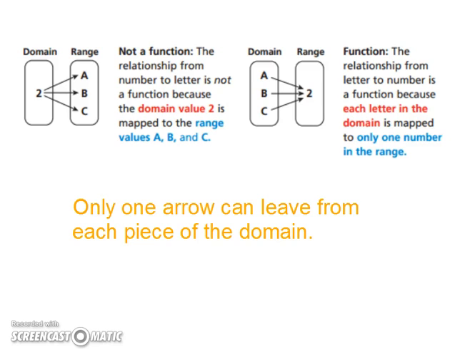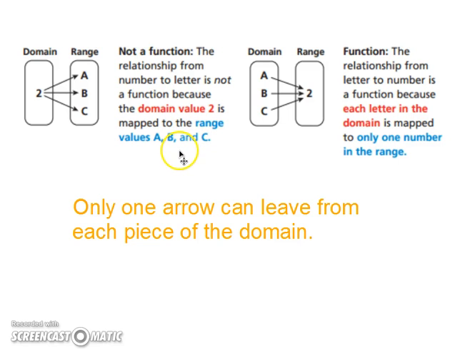Alright, so let's look at the difference between what is a function and what is not a function. So say your domain has the number 2, and your range has the values a, b, and c. There's more than one range matched with the domain. So your domain matches to more than one range. So the relationship from the number to the letter is not a function because the domain value 2 is mapped to the range values a, b, and c.